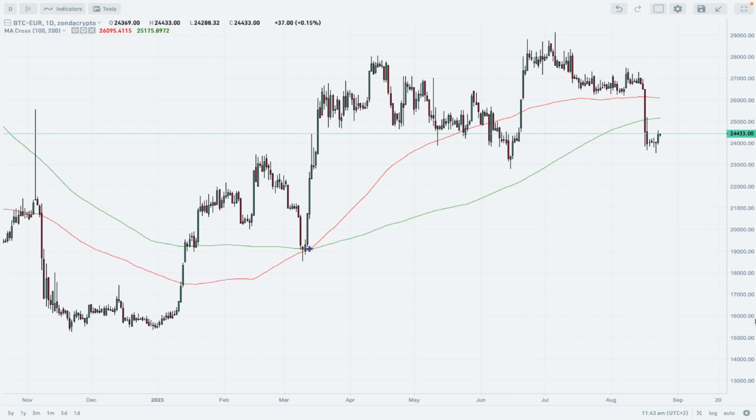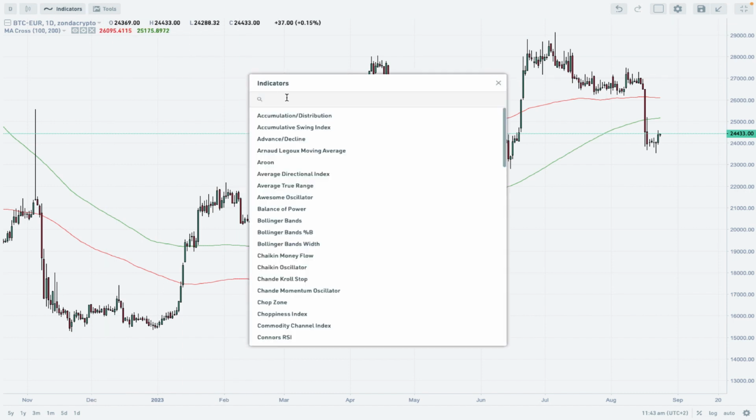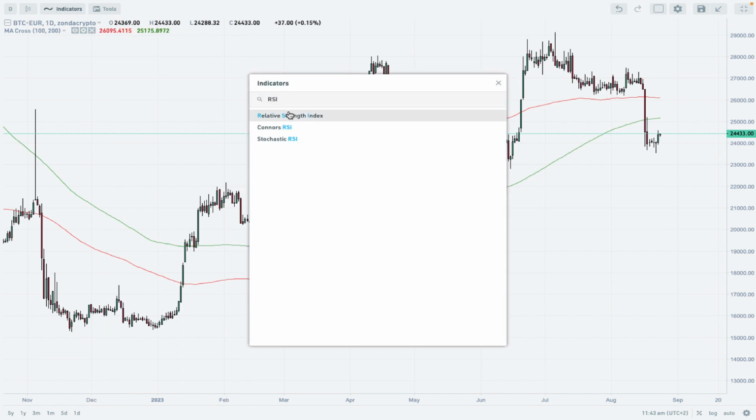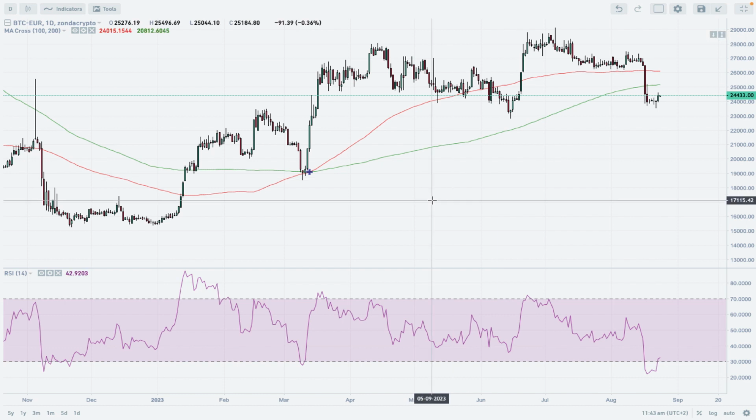Let's take a look at the daily time frame chart of the Bitcoin to Euro at Zondacrypto. We are going to use classical technical analysis tools like the moving averages and the Japanese candlesticks, together with one more indicator like RSI, relative strength index. So what do we have here on the daily time frame chart?